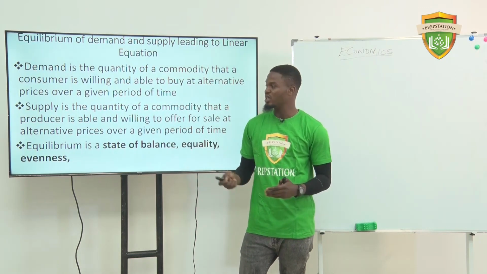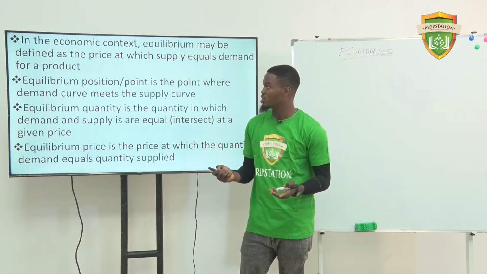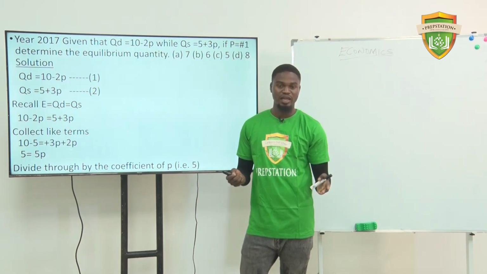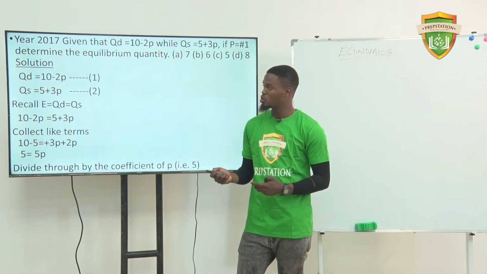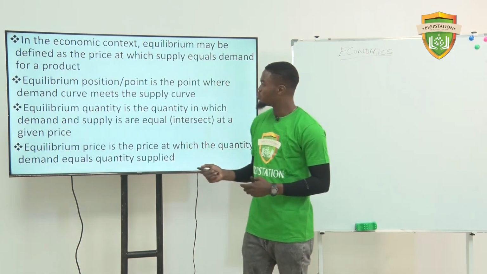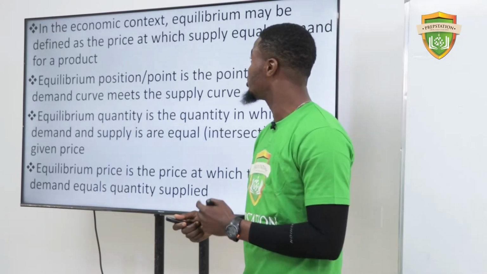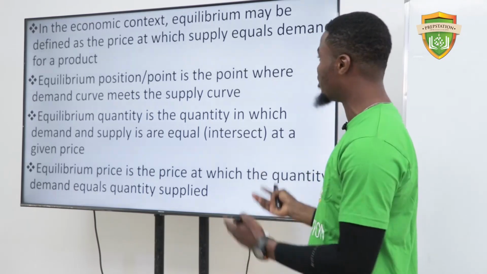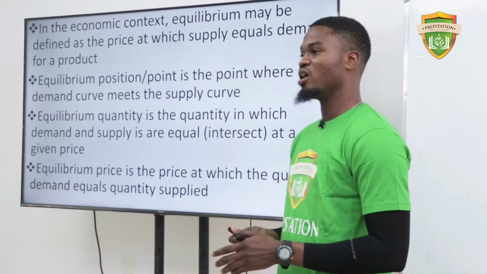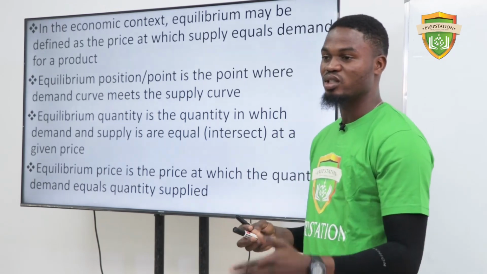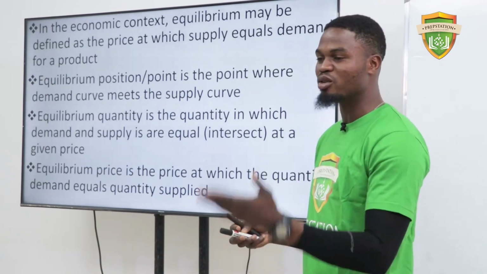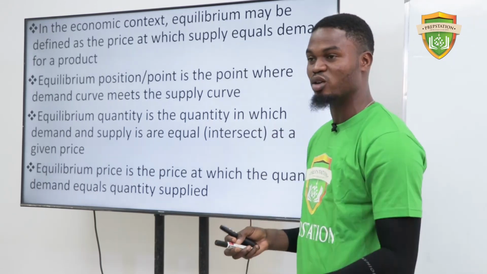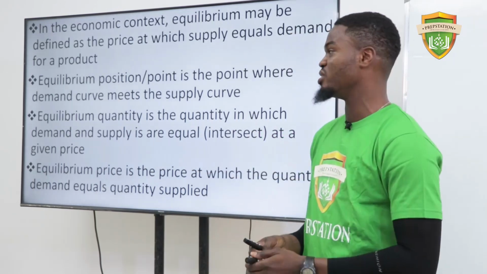So where you have your E, equilibrium is where quantity demanded equals quantity supplied. In the economic context, you can define equilibrium as the price at which supply equals demand for a product. That is, the desire for a particular commodity equals the amount of the commodity that a producer, seller, or supplier is willing to make available in the market.